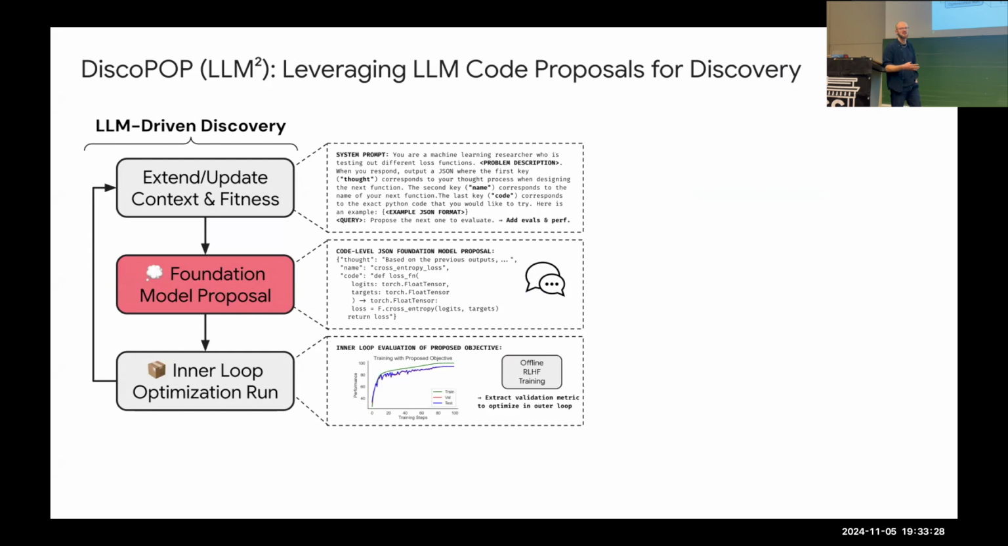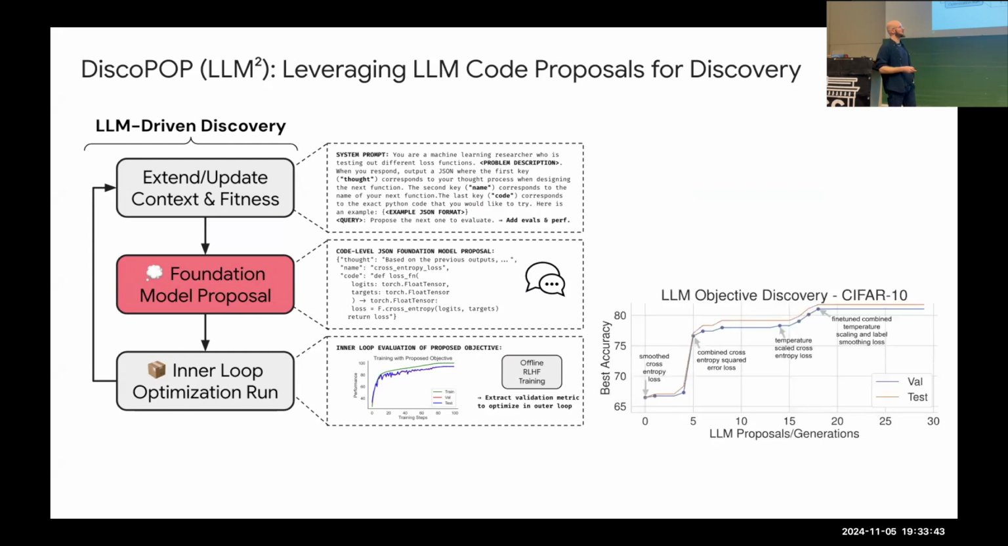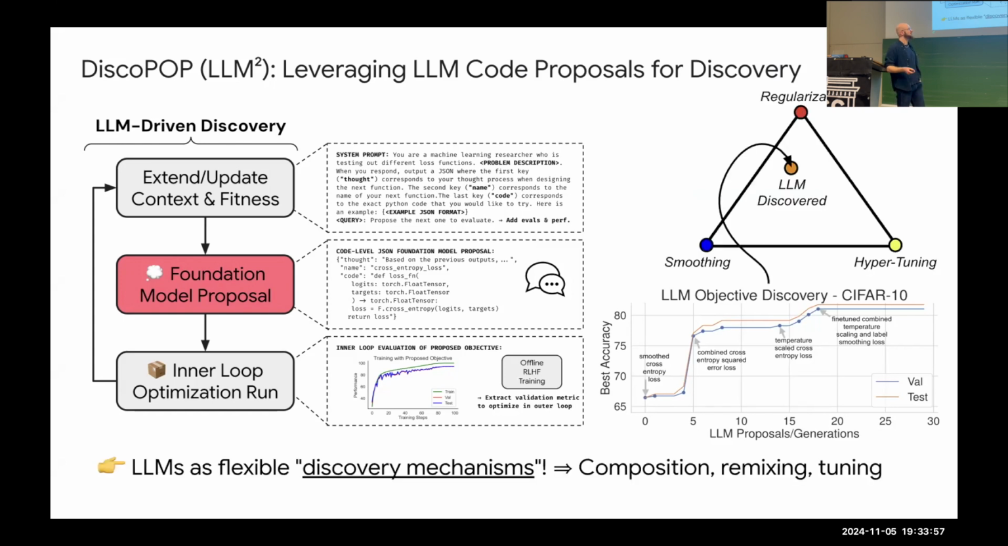So here, the foundation model is essentially a stylized evolutionary algorithm, if you will, which outputs perturbations to code, evaluates it, and tries to improve the previous proposal. And what we saw, on a small example, for example in CIFAR-10 classification, is that over the course of proposals generated by the LLM, you can train models better and better using the proposed objective function. Interestingly enough, when looking at the proposed functions, they interpolate between different known subfields of machine learning, including regularization, smoothing, and hyperparameter tuning.